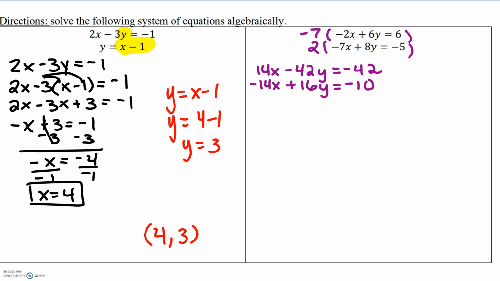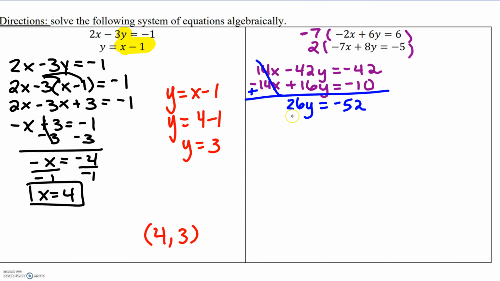From here, you should notice that the x values are the same number opposite signs, so when I add the two equations together, they're going to cancel out. So we have -42y plus 16y. It's going to get us -26y. And then when we take -42 and add it to a -10, we get -52.